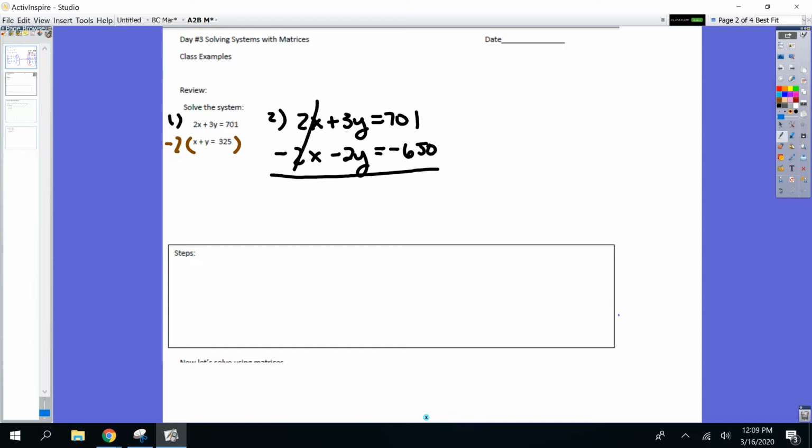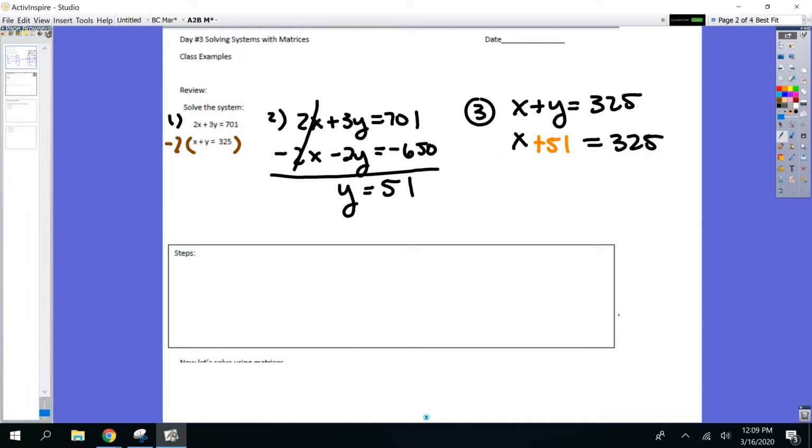You will notice the x's cancel out. I'm left with y equal to 51. Now I go back to one of the original equations. I'll do x plus y equals 325, because I have to solve for x too, remember? So I'll take 51, plug it in for y, and solve for x. So x is going to be equal to 274. That's our old way of doing it.